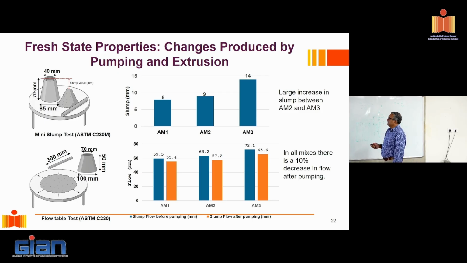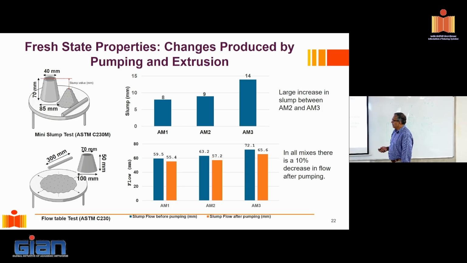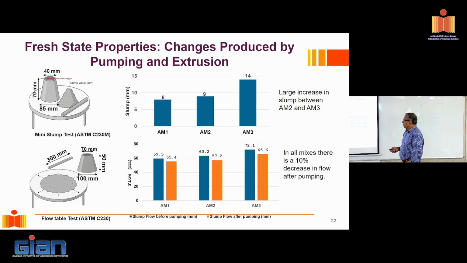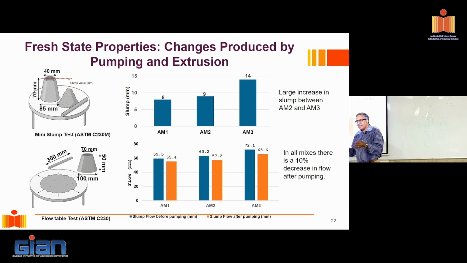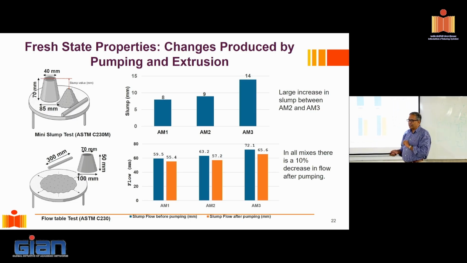And you see that the slump actually increases. So basically AM3 is a much more fluid mix. Now, before and after pumping, when we did the drop table test, we find that the flow, as we measured it, is impacted by the compaction process. So something is happening during the pumping and the printing. The material state actually changes. And you can see that here.